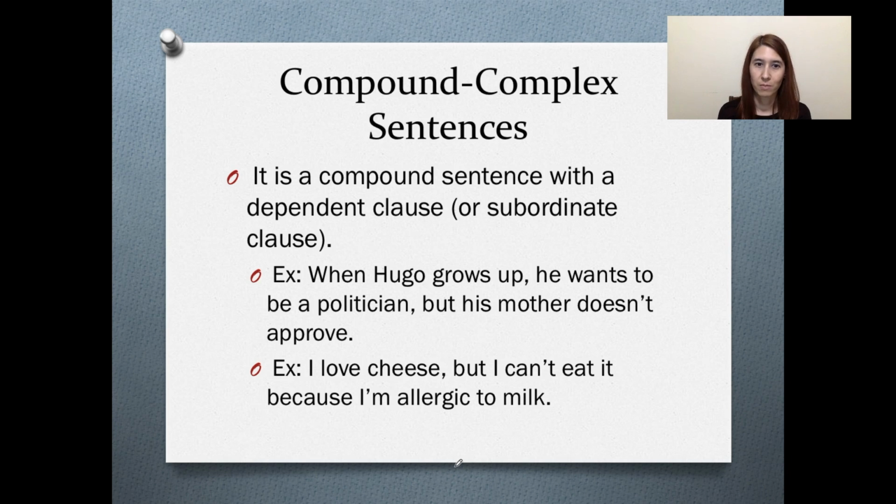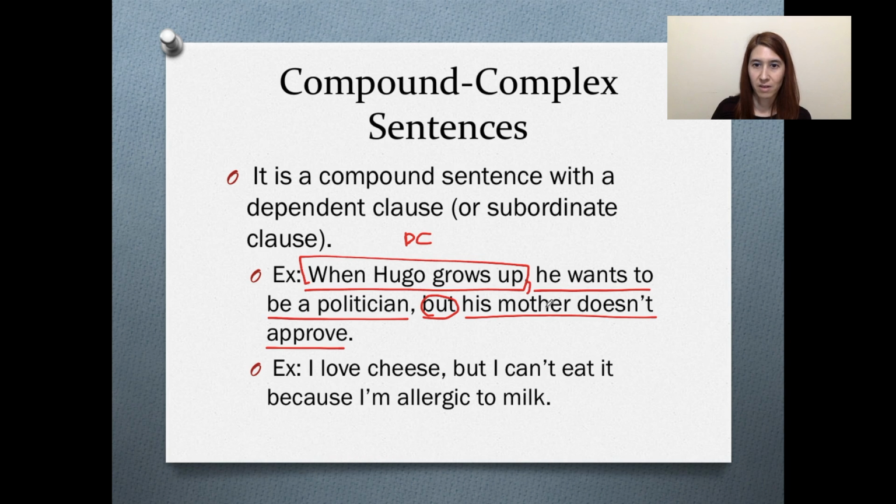"When Hugo grows up, he wants to be a politician, but his mother doesn't approve." If you see "he wants to be a politician, but his mother doesn't approve," this would be the compound sentence. When we add "when Hugo grows up," this is going to be the dependent clause. So by adding this, now we have a compound complex sentence.